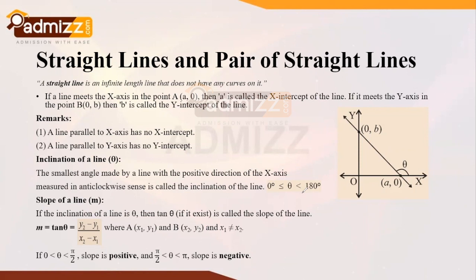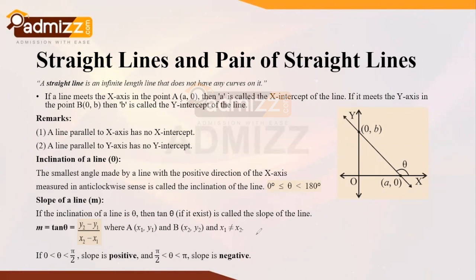Now, next is the slope of a line. If the inclination of a line is theta, as you can find here, this line L is inclined at a certain angle theta, then tan theta, if it exists, is called the slope of the line. It can be found with the help of the formula provided here: the difference of the y coordinates of the points divided by the difference of the x coordinates of the points.